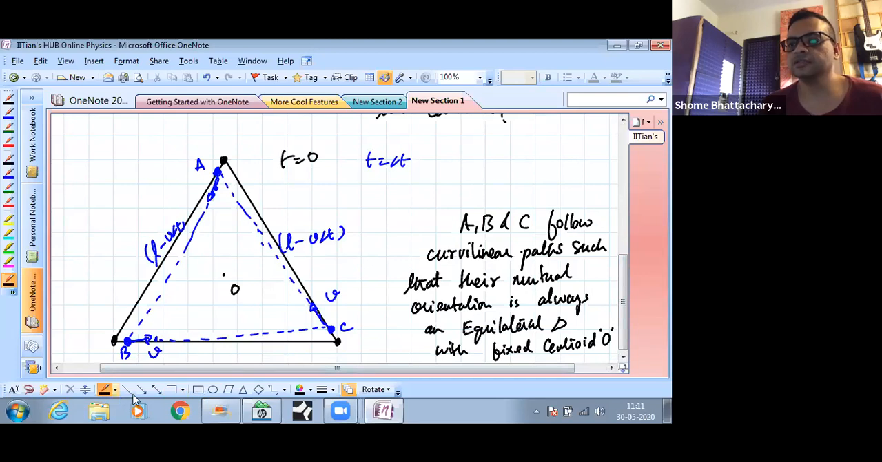The other thing is that after some further amount of time, let's say t equal to t, they have probably reached somewhere like this now. A has gone on this kind of path and reached here. B has gone on this kind of path and reached here. C has gone on this kind of path and reached here. But still, the velocities are maintaining that orientation.